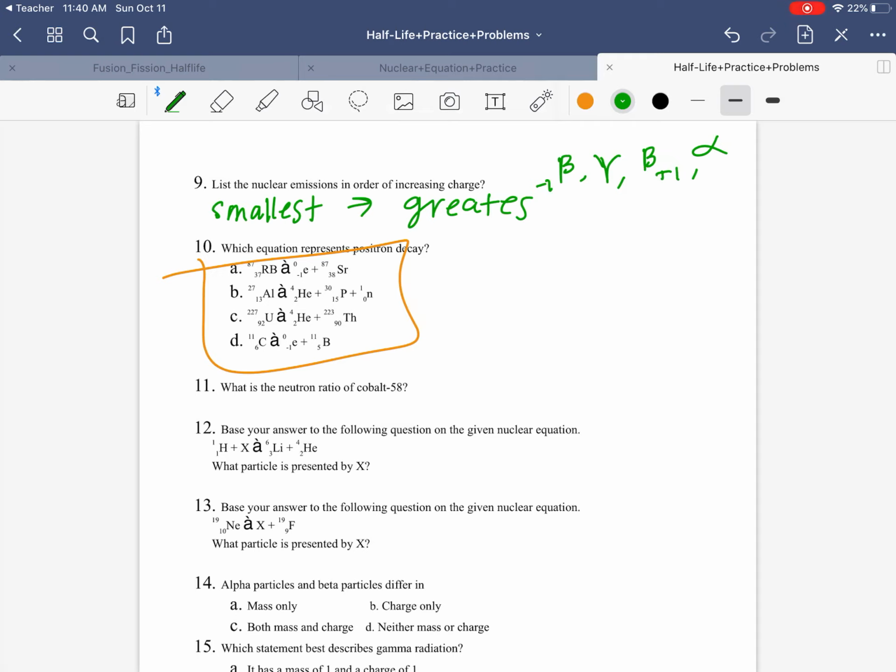This one I can't see right now, but basically which one is going to show you positron decay? Positron is going to be e plus, and there is a typo, so don't worry about this one.